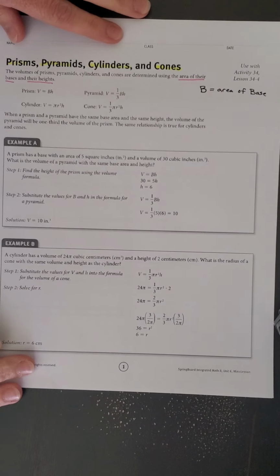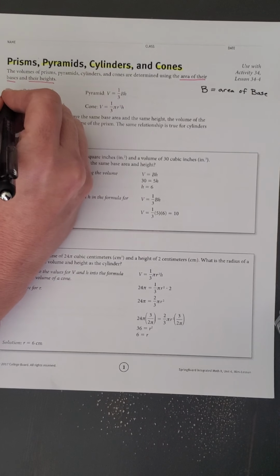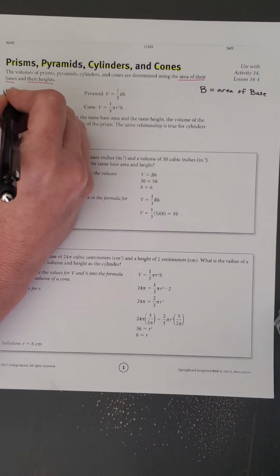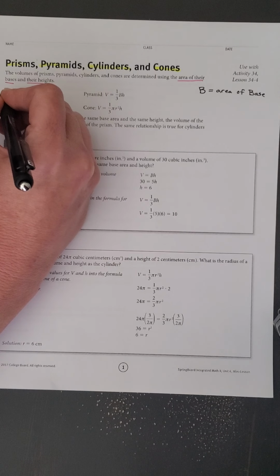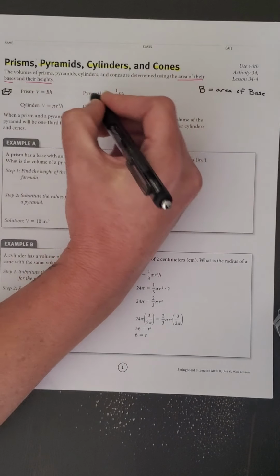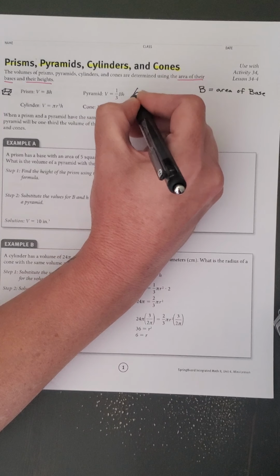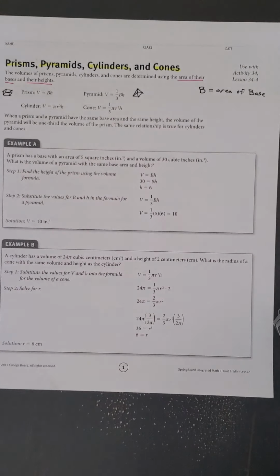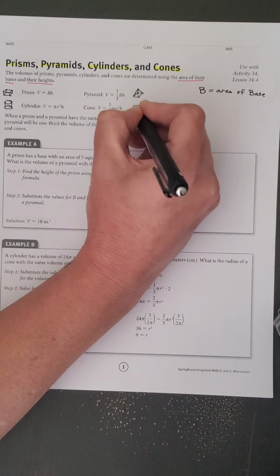Let me make sure I'm not off the screen. No, I'm not. Okay. All right. So first you need to know what a prism is. A prism is a rectangular solid. Something like such. So that's a prism. It's like a box. A pyramid, it's like the standard pyramid that you think of in Egypt. A cylinder is like a can. And then a cone is like your standard ice cream cone.